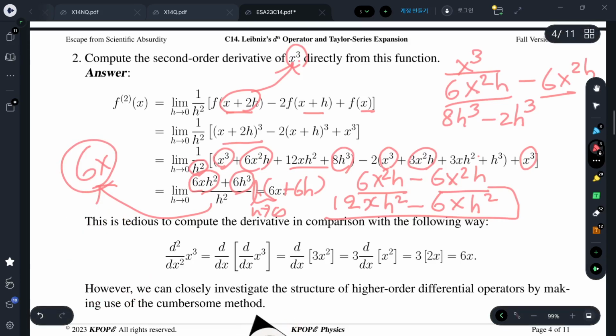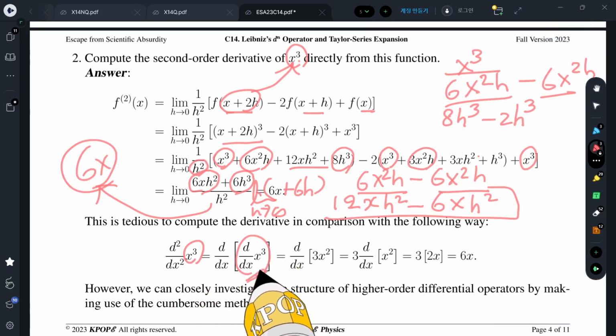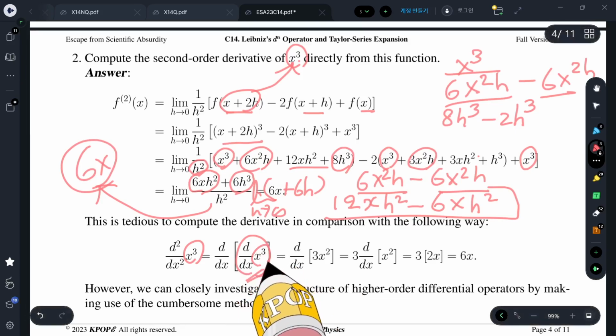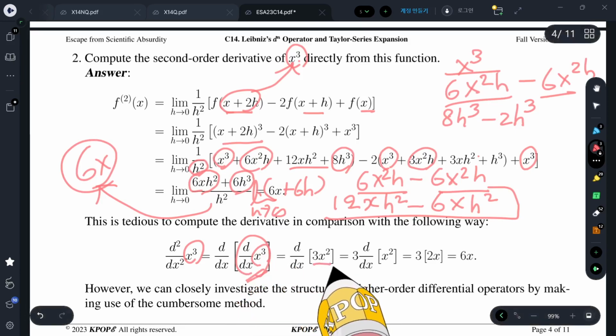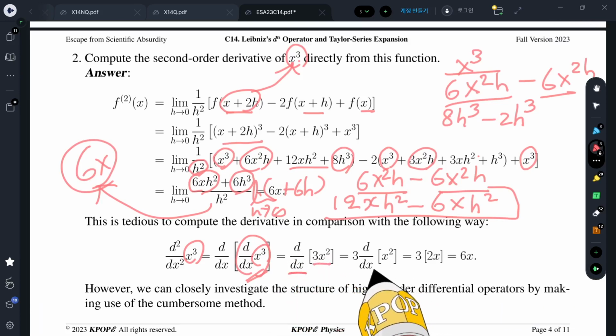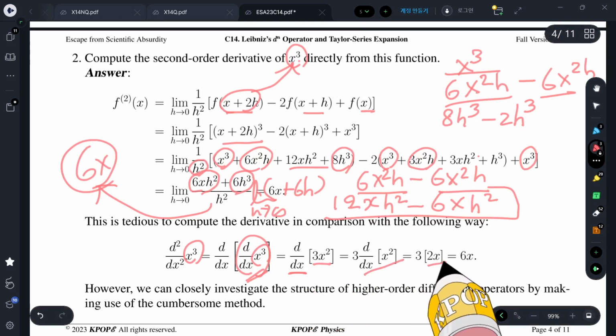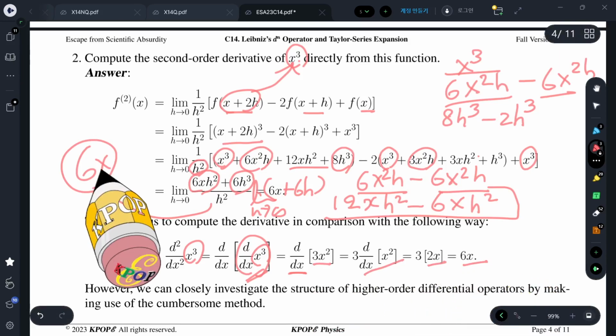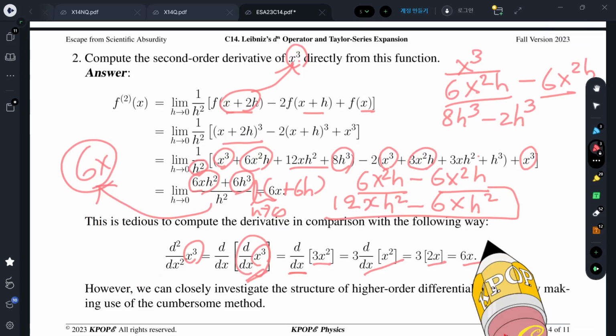However, we can directly compute the derivative by applying the method that is applicable to any polynomial. So this derivative is 3x squared, and I take the derivative one more time, then it becomes 2x, finally 6x. These two agree with each other.